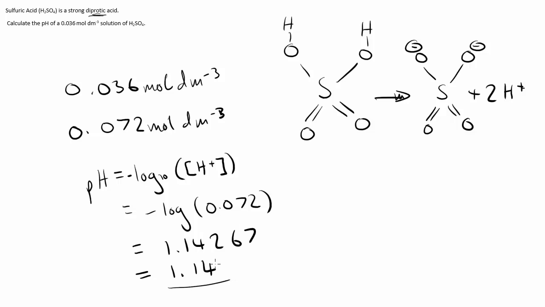It's very important when we're given a question which is for a diprotic acid as opposed to a monoprotic acid, to take into consideration the fact that the concentration of the acid will have to be doubled to get the concentration of the H plus ions for that given solution.